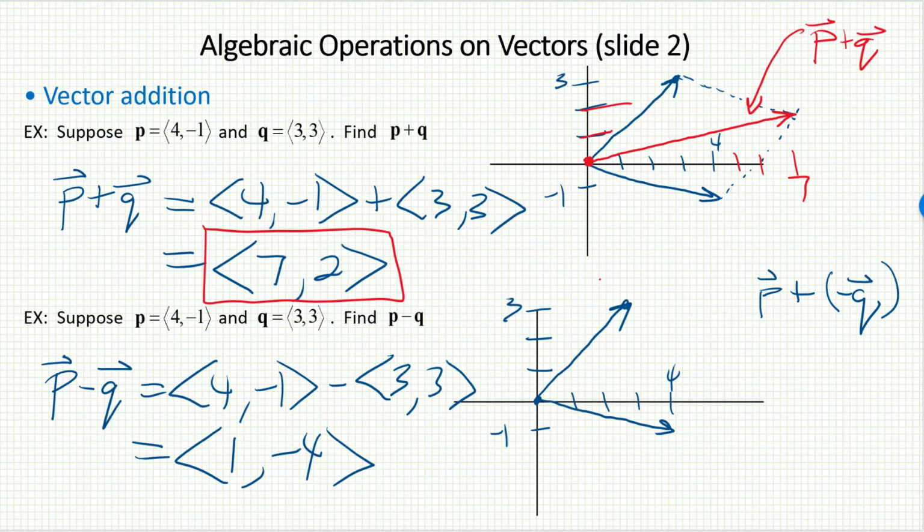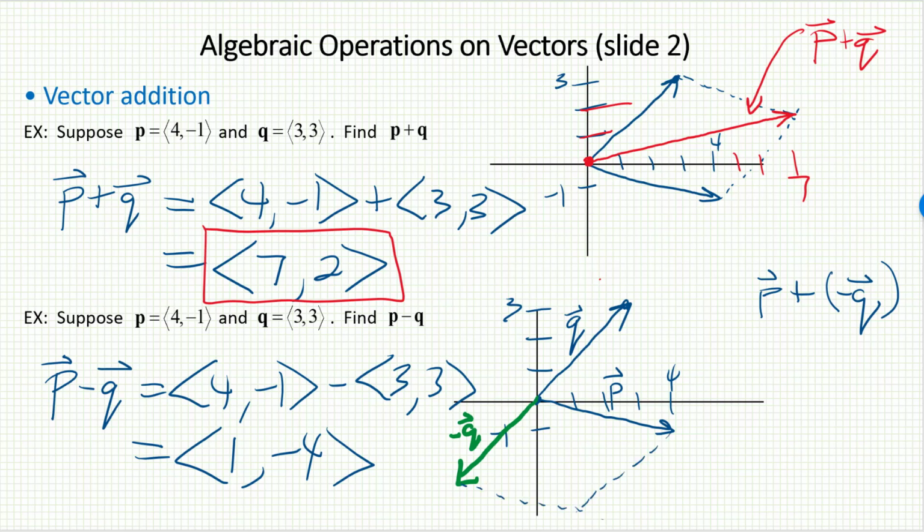And I know how to do that visually. Here's vector q right here. Vector negative q would be the same exact vector, same length, but pointed in the opposite direction. So it's going to be right around here. Here's vector negative q. Well, now I can add vector p to vector negative q using that same parallelogram rule.